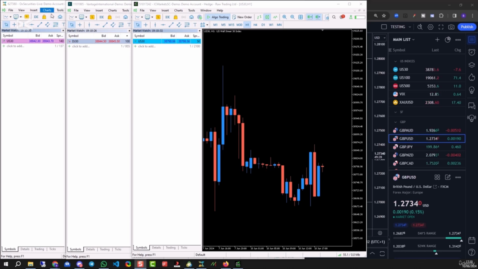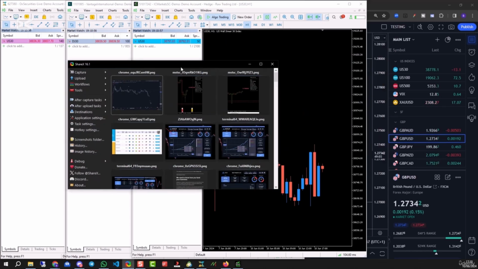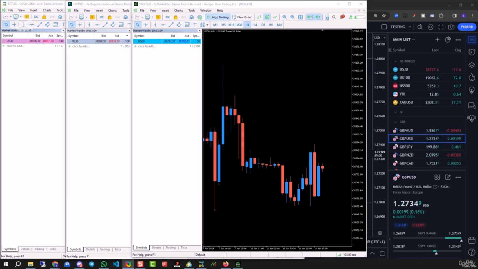So here I have 3 different MT5s open. Okay, I've got IC Markets, Vantage, and Ox Securities, and I've just got one symbol in each of them. So I've got the Dow Jones, which is the US 30, okay? And also, in TradingView, you can see the price here as well. Now, if you just have a look at these prices, you'll notice that they're different, even though it's the same instrument and there is only one Dow Jones. In fact, what I'll do, I'll just take a screenshot so these numbers stop moving.